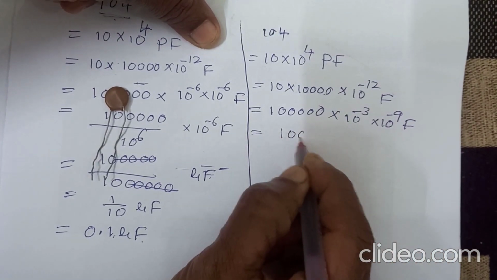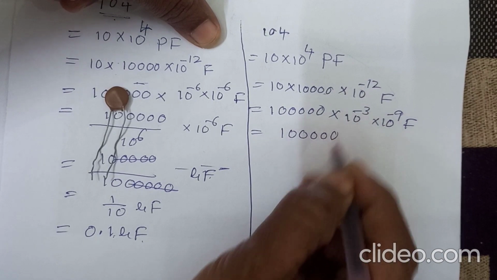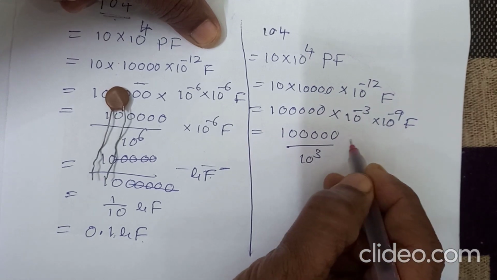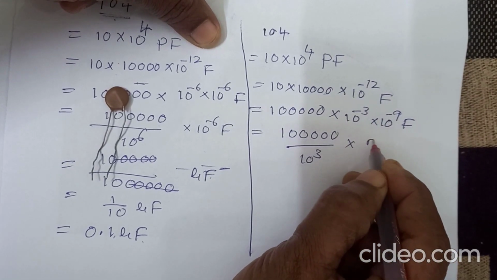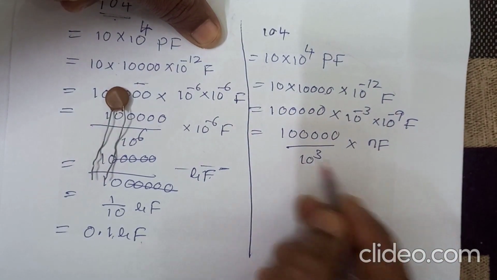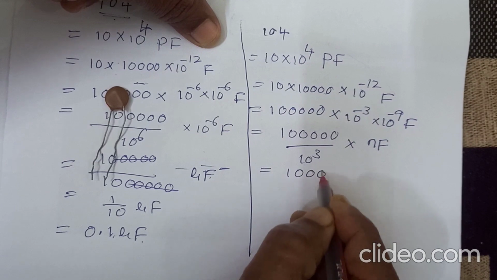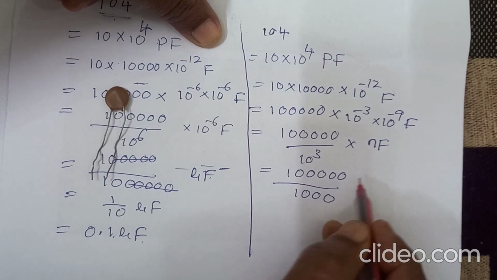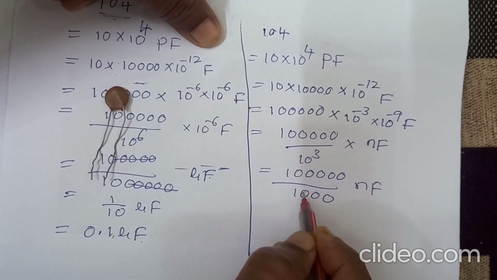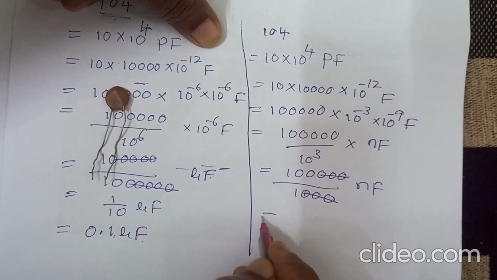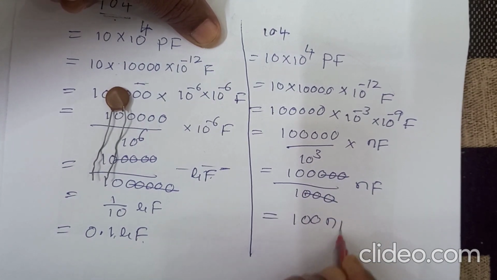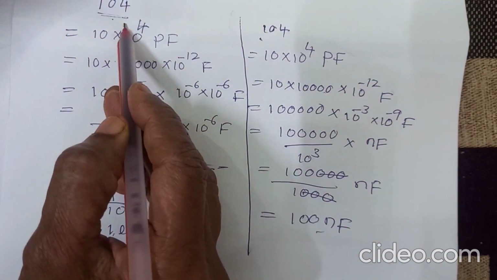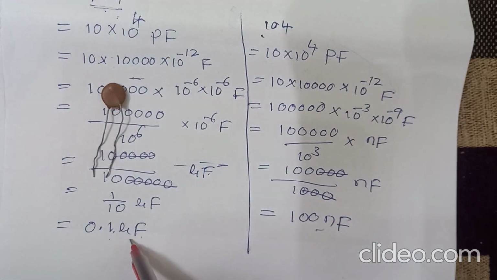Okay. So 1 followed by 5 zeros, 10 to the power minus 3, I will bring it to the denominator. It becomes plus 3. So into 10 to the power minus 9 is nothing but nanofarad. So here in the numerator there are 5 zeros. In the denominator, 10 to the power 3 is 1000 nanofarad. 3 zeros cancel each other. So what is left? 100 nanofarad. 104 is nothing but 100 nanofarad. 104 is nothing but 0.1 microfarad.